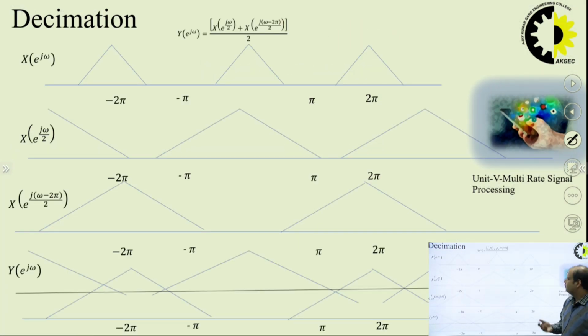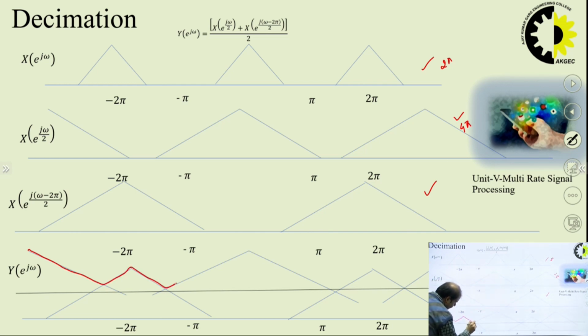So just for illustration purposes I have drawn this: if there is capital X of e raised to j omega like this, if I take omega by 2, the spectrum will basically flatten out, the period will become 2 times, from 2 pi to 4 pi. And if I draw the second, the shifted version, capital X of j omega minus 2 pi by 2, it will be something like this, the third portion, and the original spectrum is basically the addition and division by 2. So we will have a spectrum which I am just following right now. This will be the output spectrum.